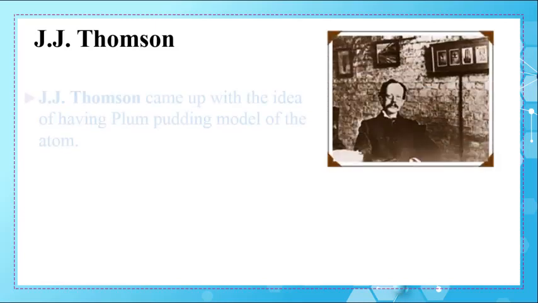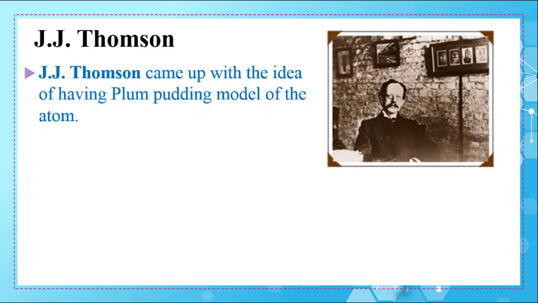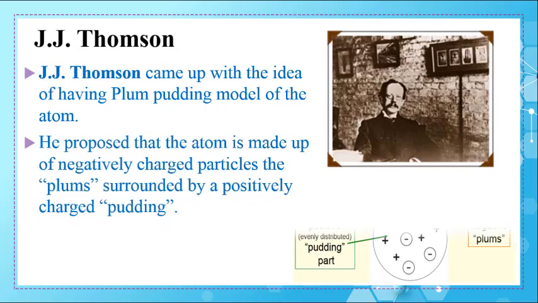J.J. Thomson. J.J. Thomson came up with the idea of having plum pudding model of the atom. He proposed that the atom is made up of negatively charged particles, the plums, surrounded by positively charged pudding.